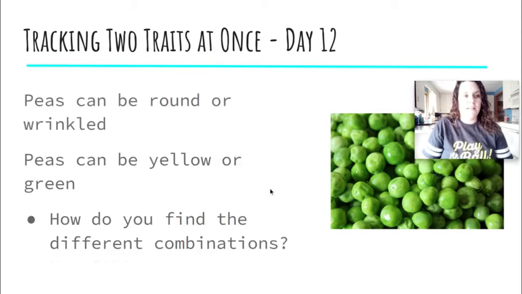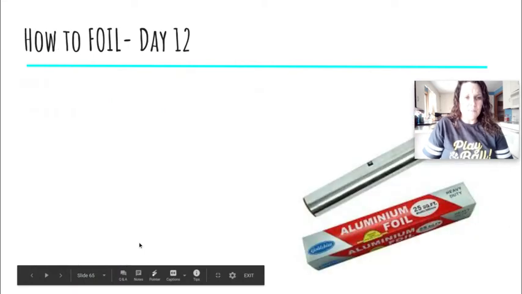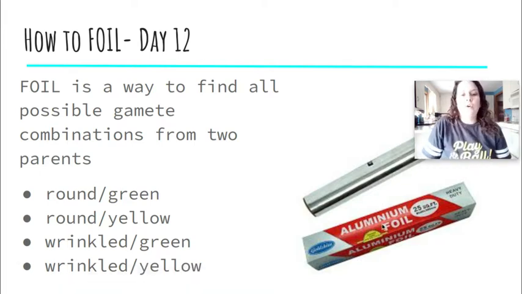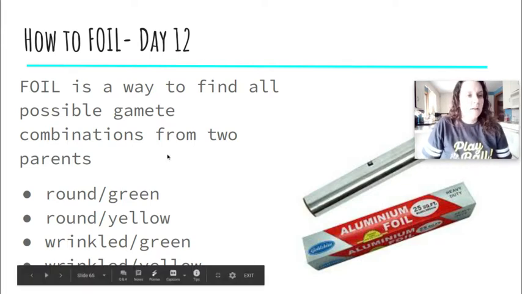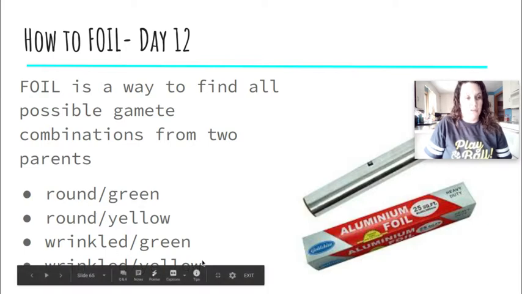You're going to hear me say this thing, FOIL. Some of you may be familiar with this from math class. No, I'm not talking aluminum foil, but FOIL actually stands for first, outer, inner, last. That's how we find all of the possible gamete combinations. So the possibilities would be round and green, round and yellow, wrinkled green, wrinkled yellow.